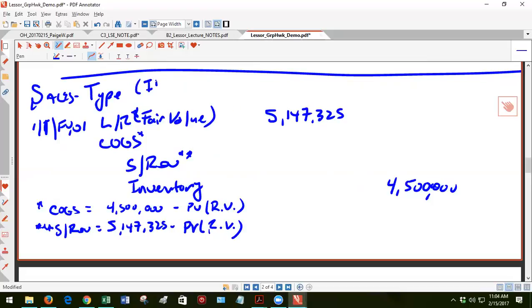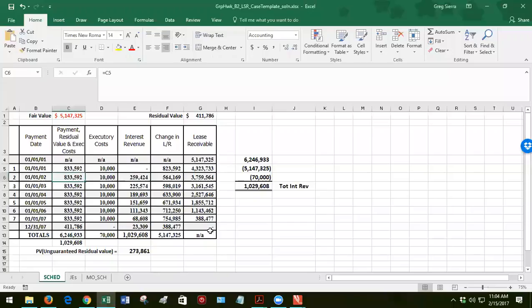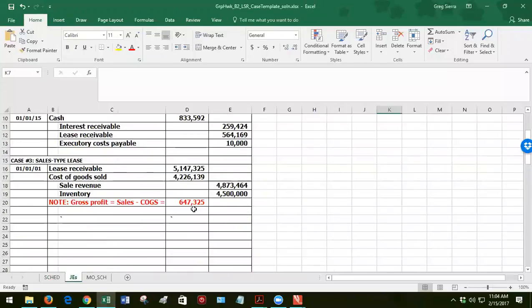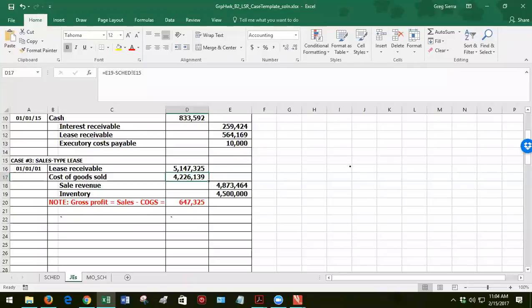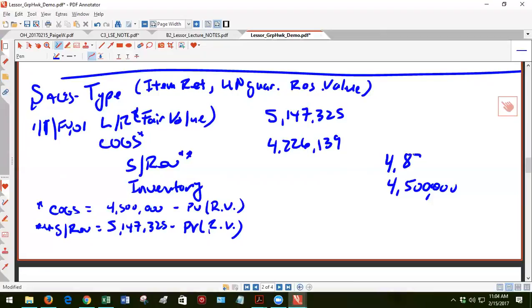This is the item returned, unguaranteed residual value case, okay? That's why we have to subtract the present value of the residual value out in both circumstances, and I'm going to do this the easy way. Cost of goods sold is 4,226,139 and sales revenue is 4,873,464.